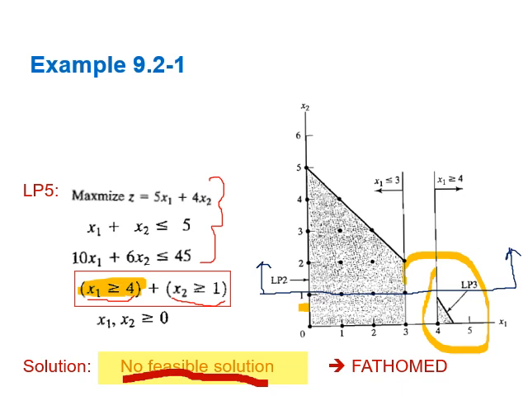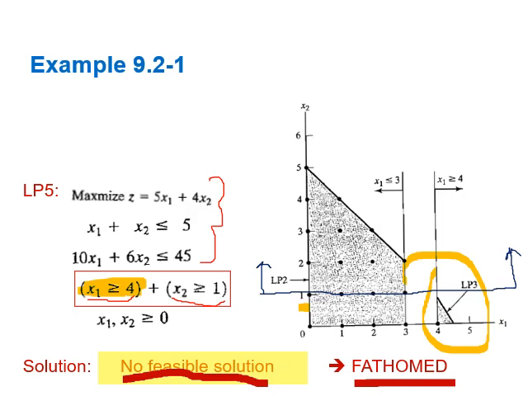Whenever a relaxed problem is infeasible, it means that the original problem is also infeasible. So remember, this LP5 is a relaxed problem for the problem on the right-hand side, not for the whole part, for the right-hand side. So when we include this x2 greater than or equal to 1, we say that there is no feasible solution. That's why our decision is to fathom.